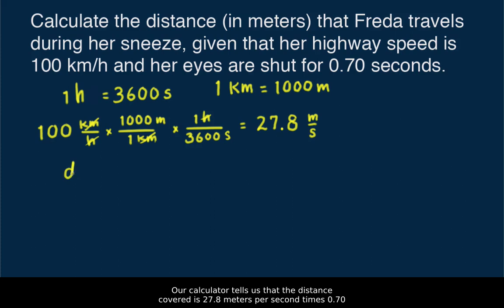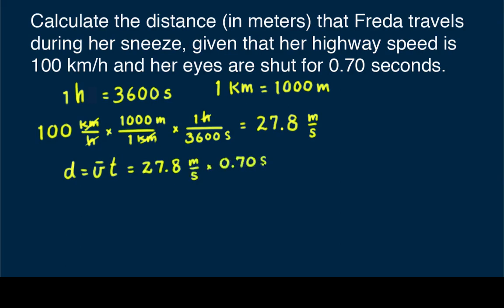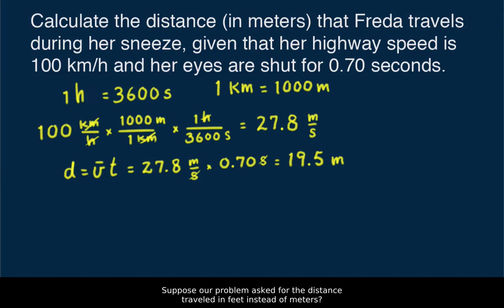Our calculator tells us that the distance covered is 27.8 meters per second times 0.70 seconds equals 19.5 meters. Unit conversion is a powerful tool. Suppose our problem asked for the distance traveled in feet instead of meters. Let's suppose the conversion factor we know is that 2.54 centimeters equal 1 inch.